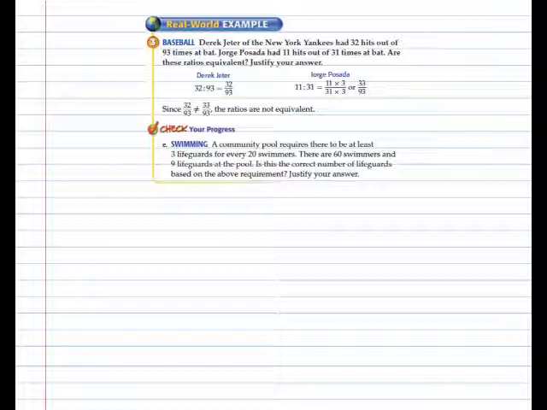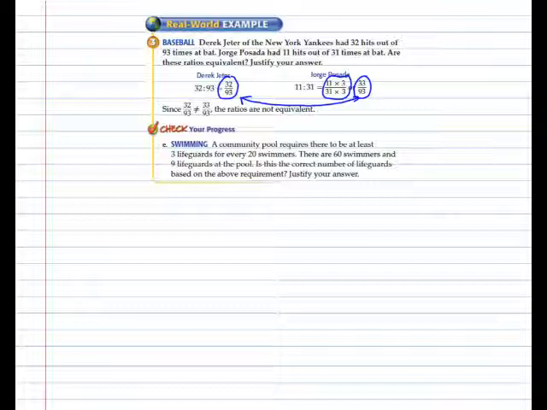Derek Jeter of the New York Yankees had 32 hits out of 93 at-bats. Jorge Posada had 11 hits out of 31 at-bats. Are these ratios equivalent? Justify your answers. Well, Jeter's ratio of hits to at-bats is 32 to 93. If I multiply Posada's ratio, numerator by 3, denominator by 3, I come up with a ratio of 33 to 93, using the common denominator here, if you will. These in fact are not equivalent ratios, because 32 does not equal 33.